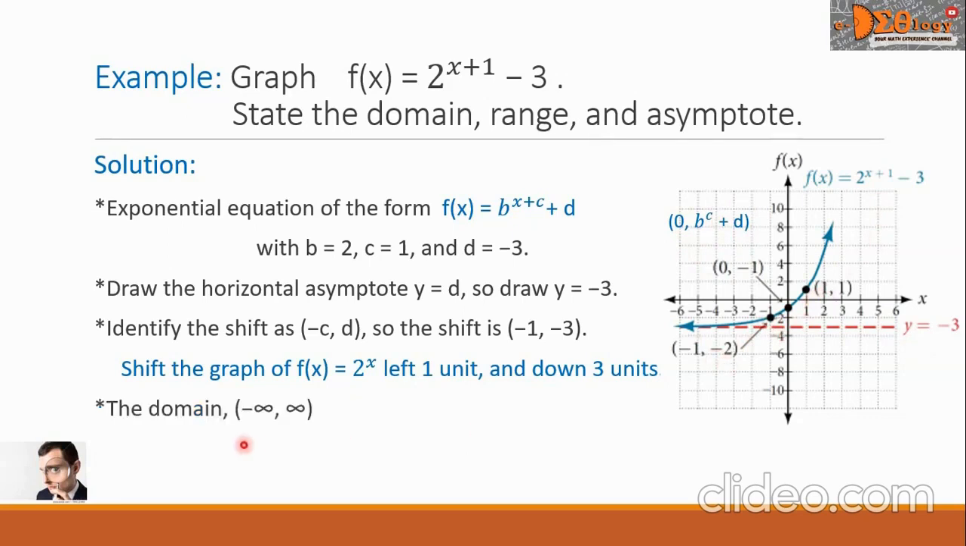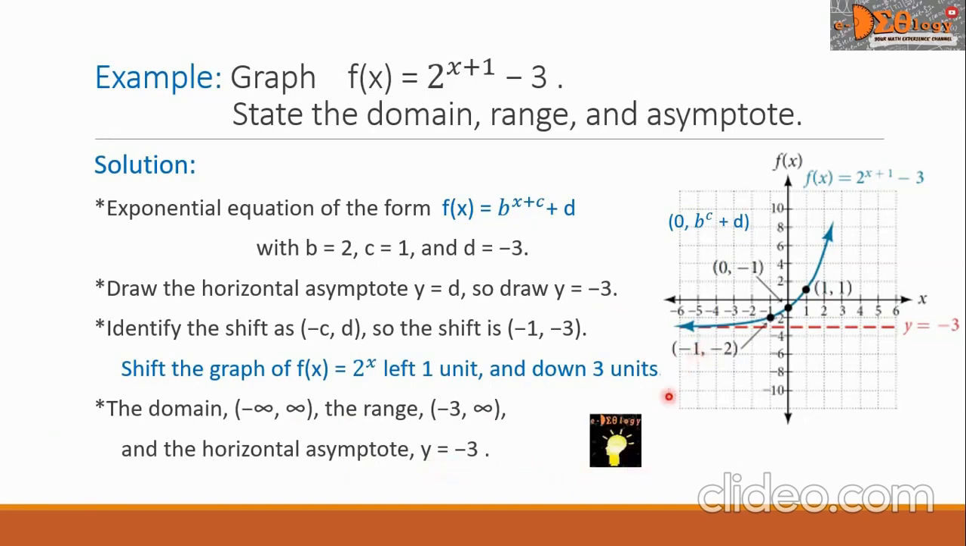The domain is from negative infinity to positive infinity. The range, negative 3, comma, positive infinity. And the horizontal asymptote, that is y equals negative 3. This is now the final answer.